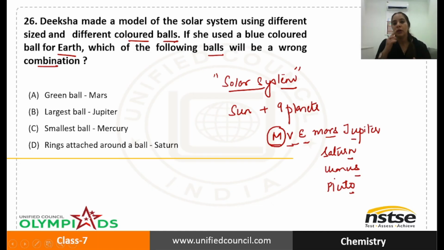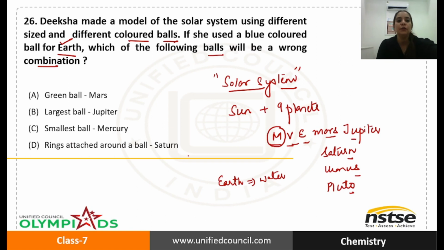Right, so if I talk about solar system, these planets have certain special features and characteristics in them. Okay, so here when Diksha was making a model, she said that she made use of blue ball to represent Earth. Now why she used blue ball? The reason being because maximum surface of Earth is covered with water. So blue is the color which correctly represents the Earth. Okay, so here we have few options. So she used green ball to represent Mars, largest ball to represent Jupiter, smallest ball to represent Mercury, and rings attached around a ball to show Saturn.